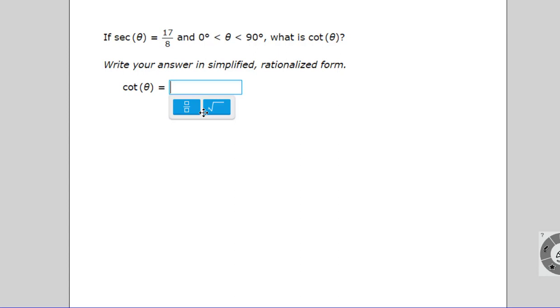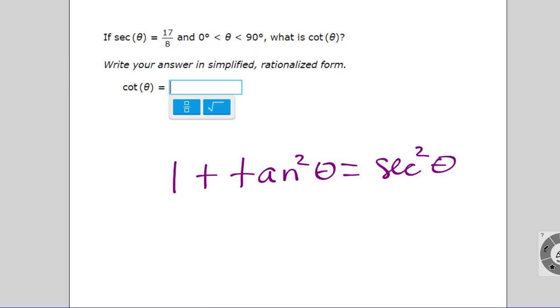Find the tangent from the secant, and then you find the cotangent. Yes, very good, okay? So, you know, we know that secant is related to tangent, right? We know that 1 plus tangent squared theta is equal to secant squared theta. And if I can figure out what tangent is, then I can figure out what cotangent is, right? Just by taking the reciprocal. So we're just adding one extra little step here, okay?